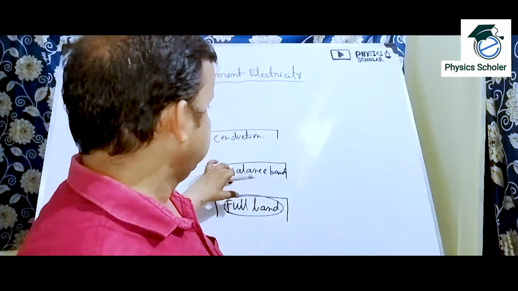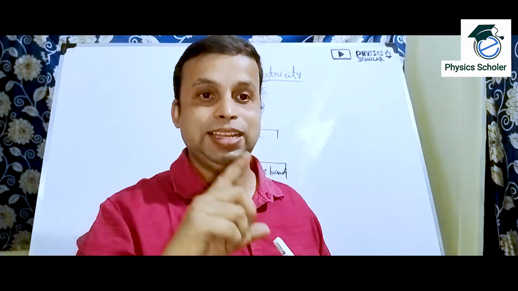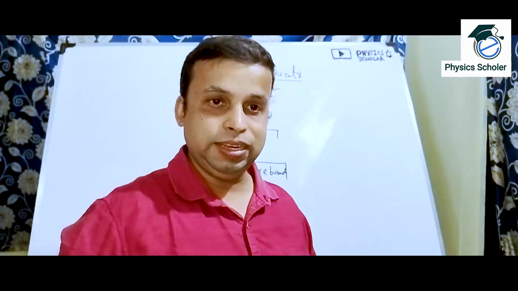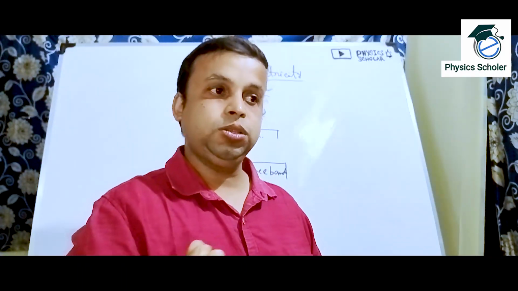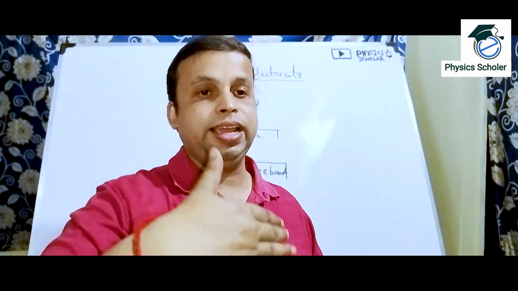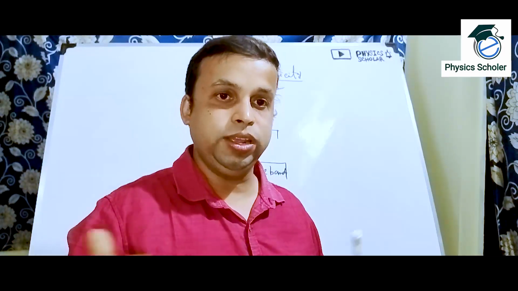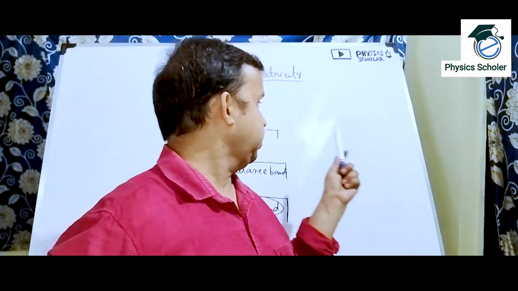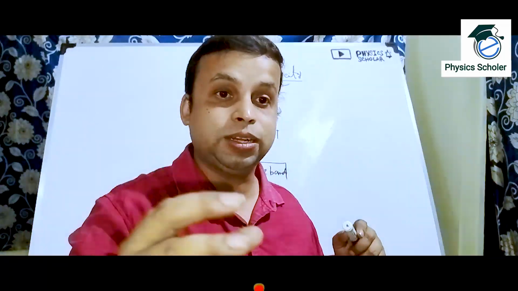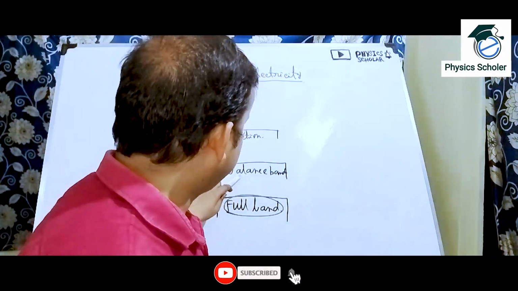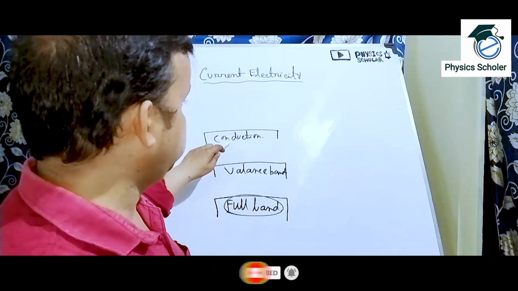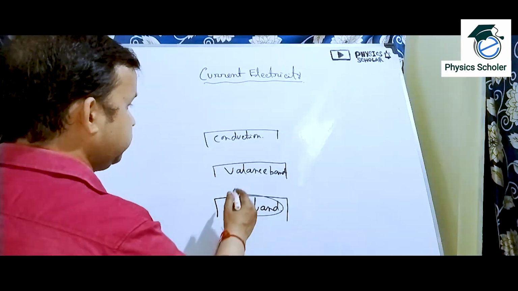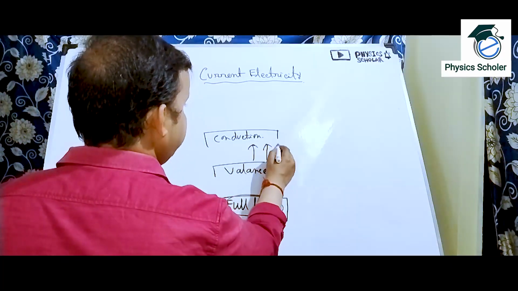The electrons in the valence shell, those which take part in chemical reactions, form the valence band. The electrons which come out from their orbit and can conduct electricity through any conductor form the conduction band. An electron can be transferred from the valence band to the conduction band, but not from the full band to the conduction band.